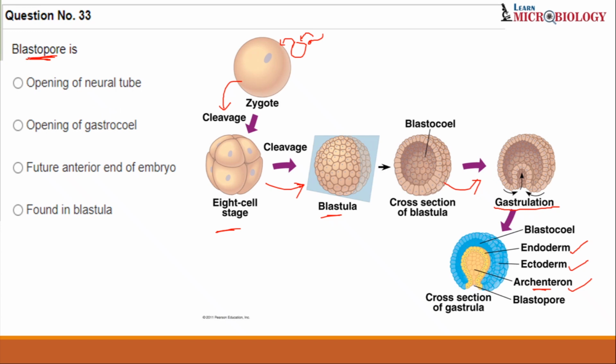Now let's come to the question, what is the blastopore? Where can you find the blastopore? The blastopore is an opening in some organisms called protostomes, where it will form the mouth, whereas in deuterostome organisms it will form the anus. Now this is the opening of what? It is the opening of the archenteron, as you can see. The other name of the archenteron is gastrocele. So the answer is, it is an opening of the gastrocele.